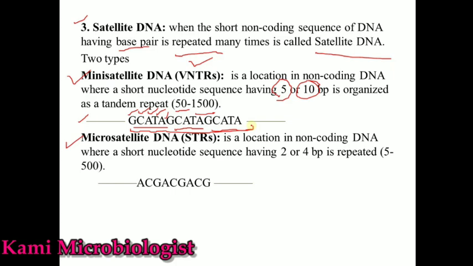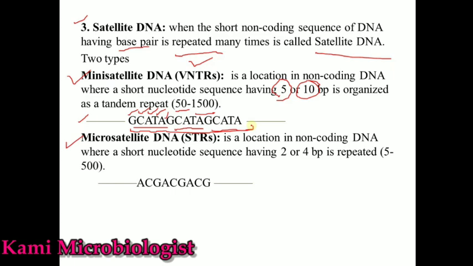So remember guys, these are the base pairs. If these 4 base pairs or 5 base pairs or 6 base pairs are repeated many times, we call it minisatellite DNA. We also call it variable number tandem repeats. These are the variable base pairs, and they are repeated many times.